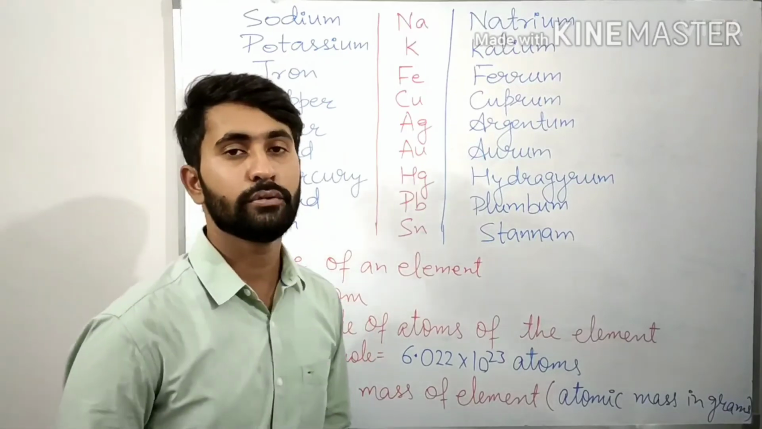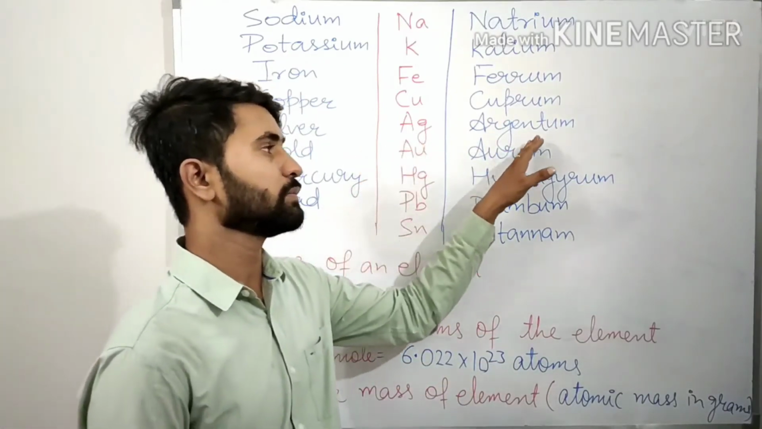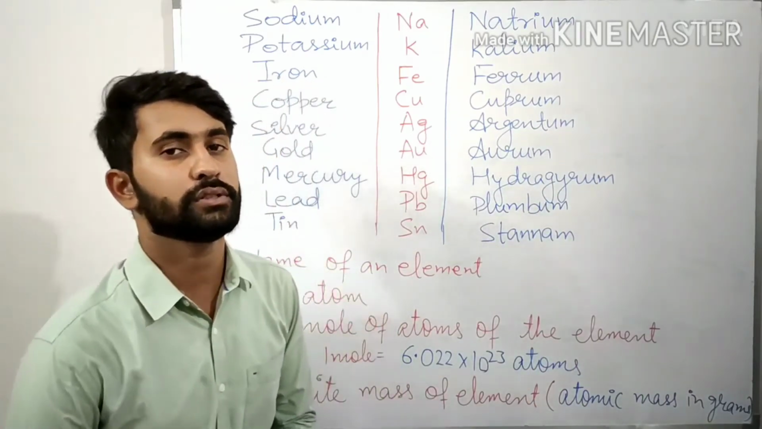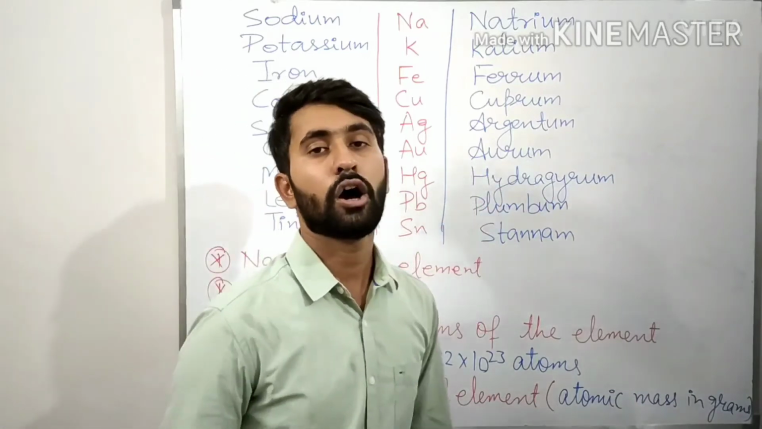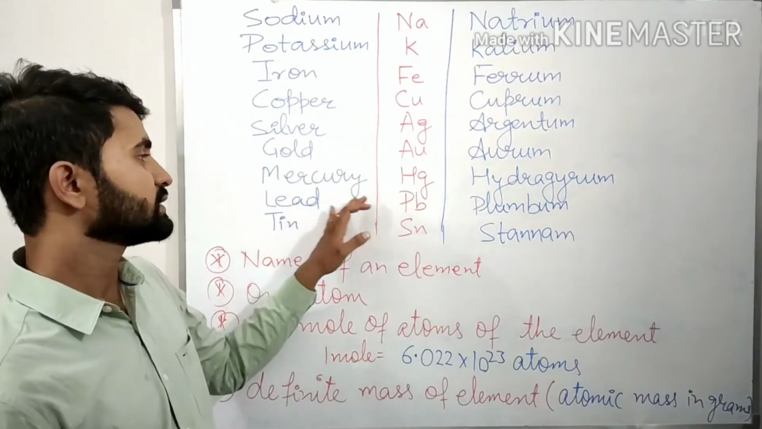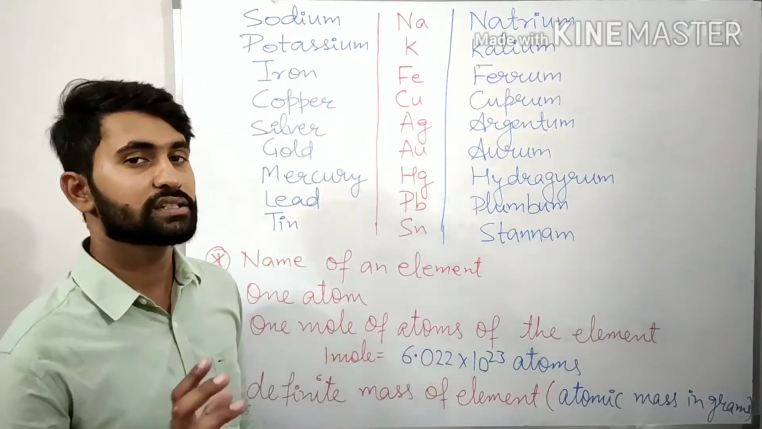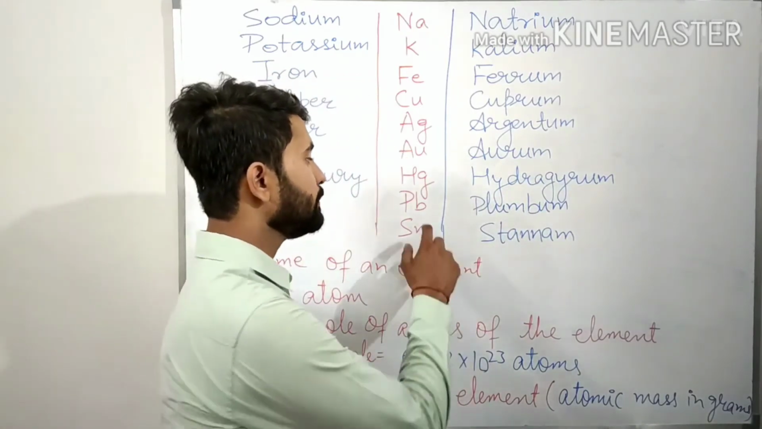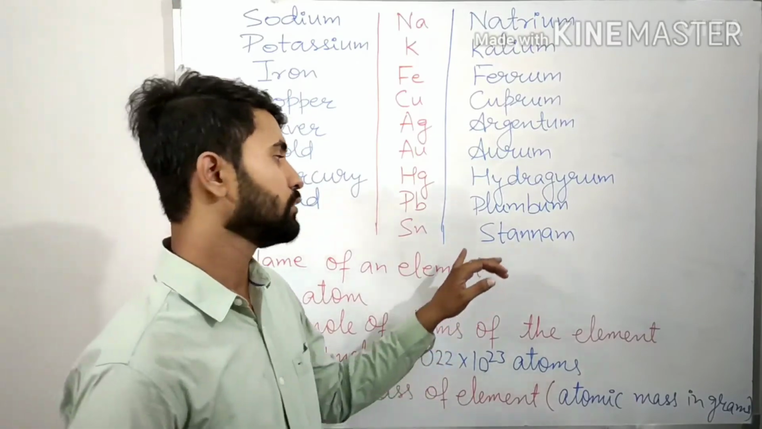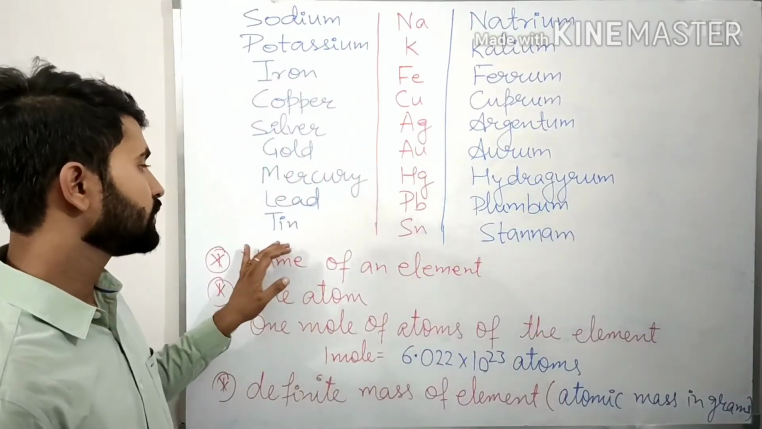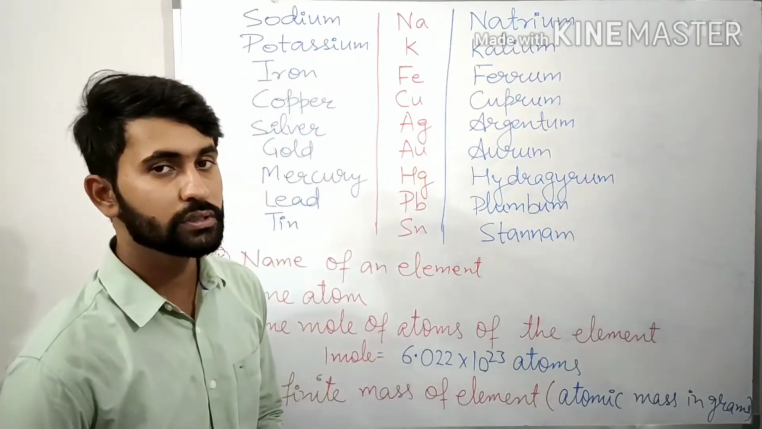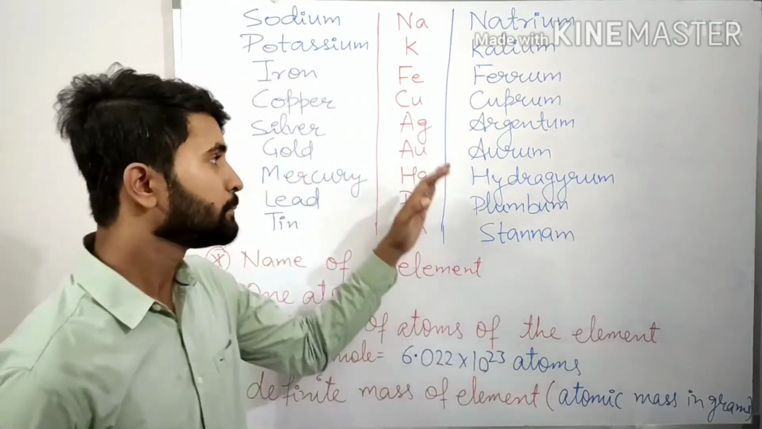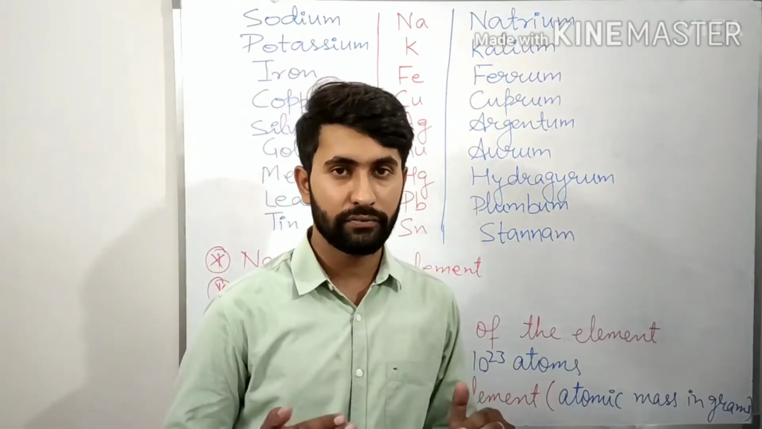Similarly, for silver, we use the symbol Ag, derived from the Latin word argentum. For gold, the symbol Au is used, derived from the word aurum. For mercury, the symbol Hg is used, derived from the word hydrargyrum. For lead, Pb is used, derived from the word plumbum. And for tin, the symbol Sn is used, derived from the Latin name stannum. So you have to learn these symbols properly because you might get confused by them.